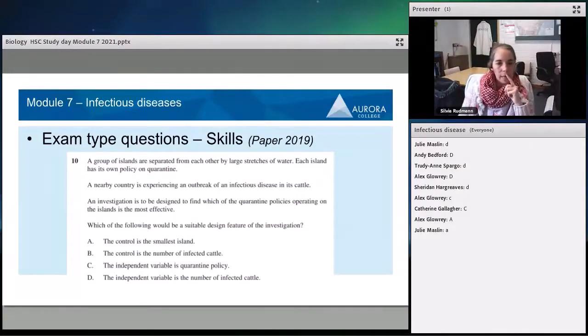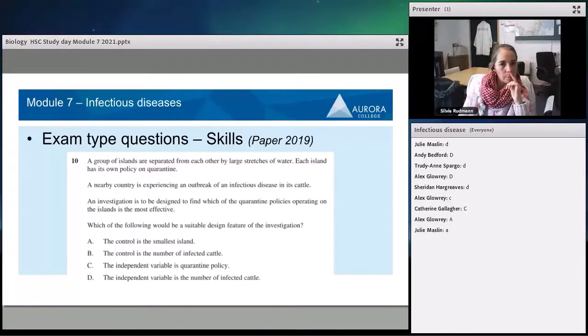All right, the next ones are exam-type questions with skills. You are going to identify these questions because they are not focused on the content per se. They are focused on what you can understand from investigations, how to read a table, how to make a graph.